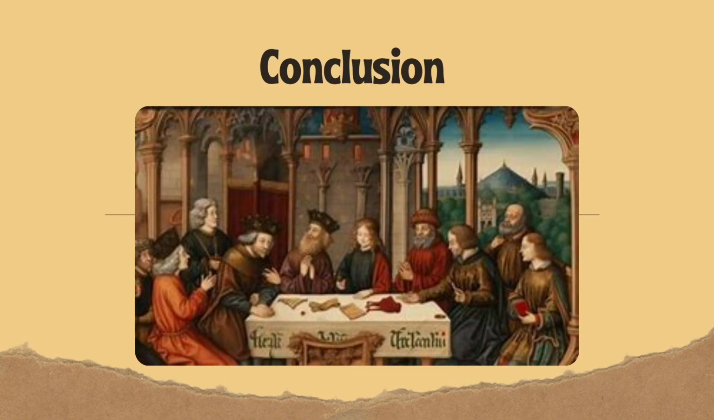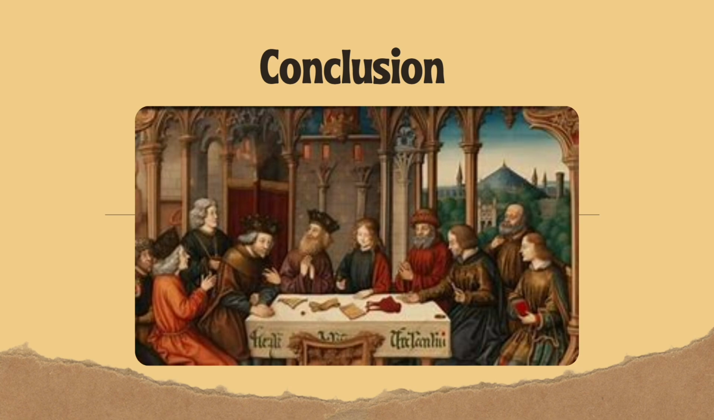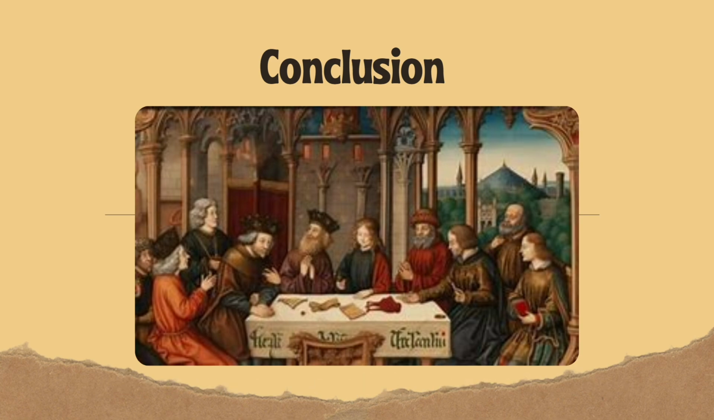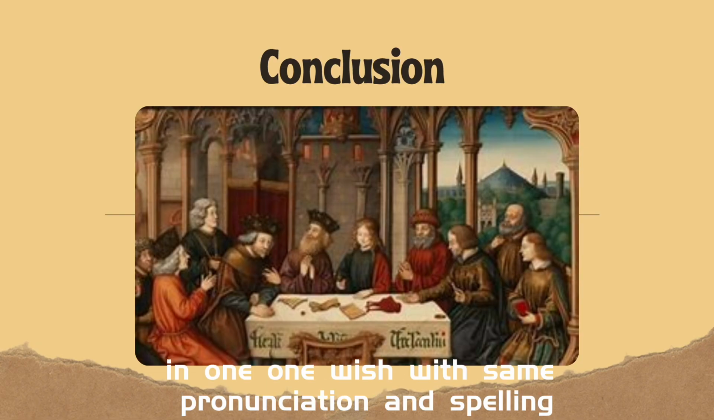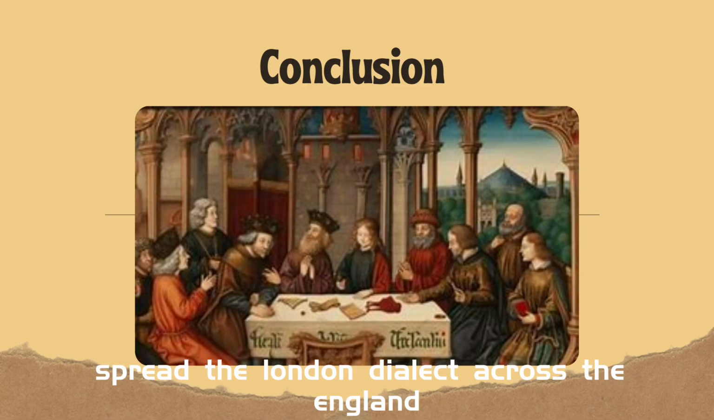the population. Also, in addition, the printing press really helped to make standard English more ubiquitous, which means that printing books, newspapers, and pamphlets in one language with the same pronunciation and spelling helped it to spread the London dialect across England.